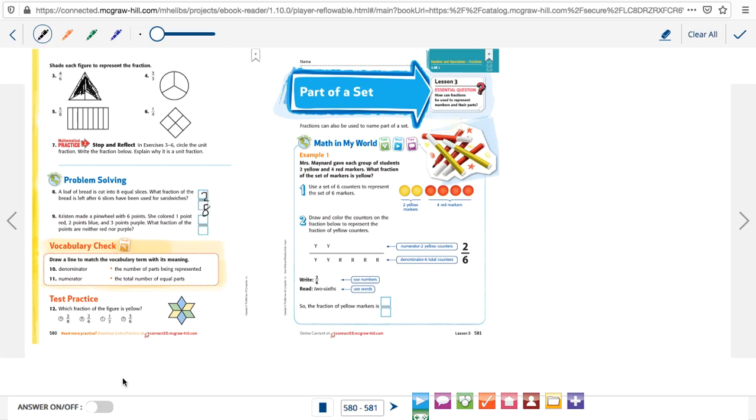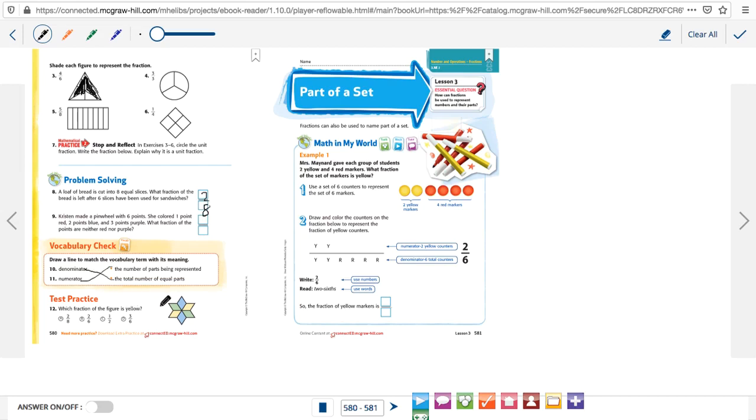So now we're going to look at the vocabulary check. You'll draw a line to match the vocabulary term with its meaning. So denominator is the total number of equal parts, or you can remember it as the bottom number. So the denominator is the total number of equal parts. And then the numerator is the number of parts being represented. This is usually the number on top.